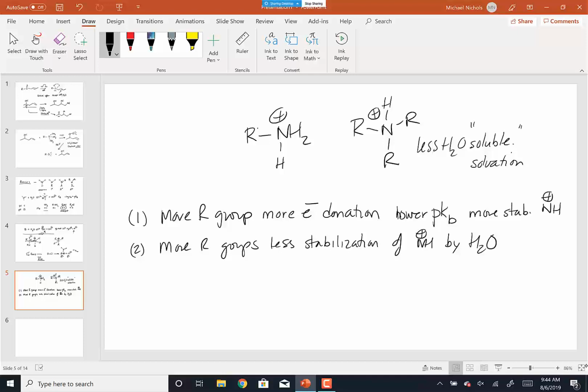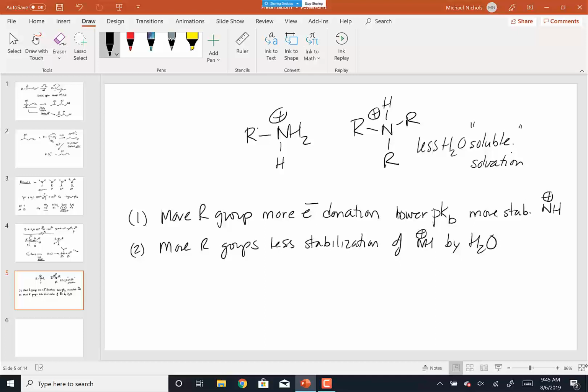Are these two factors going in the same direction? No, they're going in opposite directions. And so this is why the pKb numbers did not go either smaller or larger from primary to tertiary. Okay? So these two factors are opposing each other, and so in some cases one is going to be stronger than the other. And so this is why we get the values that we get.